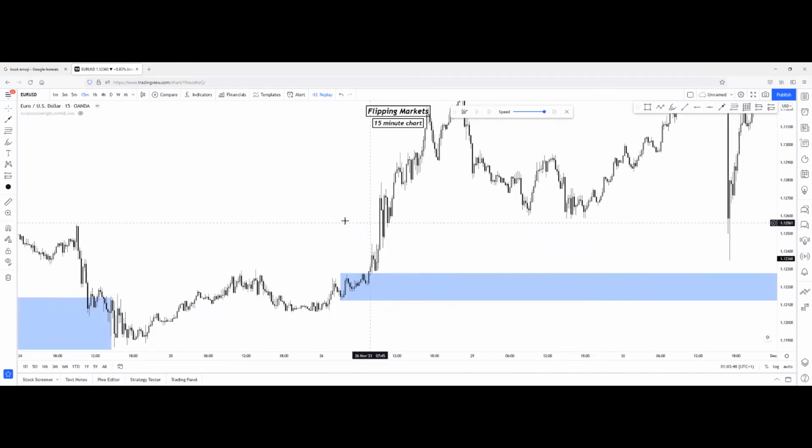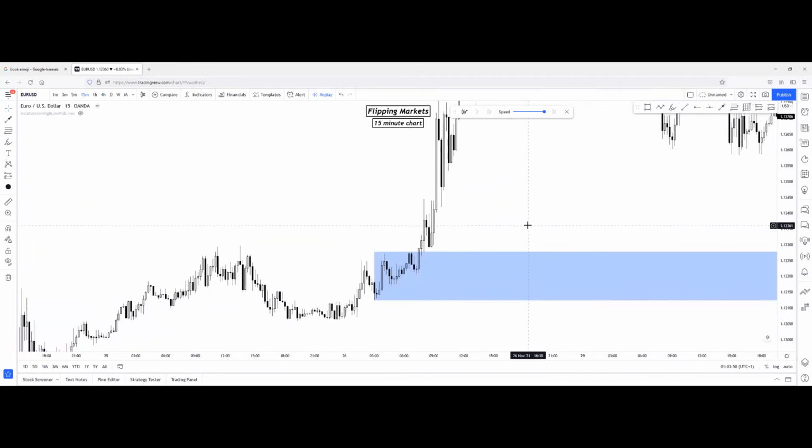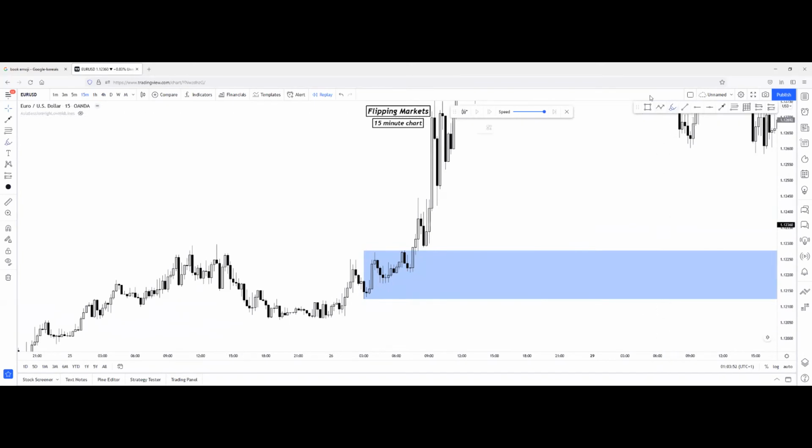Let's find that zone. As you can see, this is that 4-hour zone. And inside of this 4-hour zone, you will have two different demand zones. The first one is up here. As you can see, this created an inefficient push to the upside, break of structure and liquidity sweep. So we have this first 15-minute POI inside of the 4-hour. We have a second one down here, as you can see, this one, because it also created a break of structure to the upside with an inefficient move and liquidity sweep.